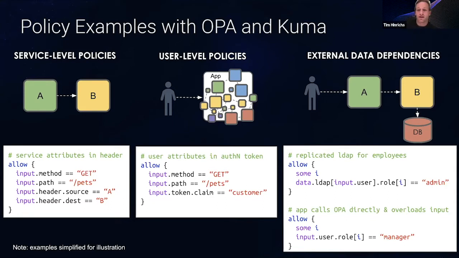So maybe only the owner of a resource is allowed to delete it. Well, who is the owner of the resource? That's not going to come across on the wire in the HTTP protocol. Maybe that's something that has to be fetched out of the database and then handed over, in this case, to OPA in order to make a decision. And OPA does allow you to do that, and there are a number of different ways to make that possible.